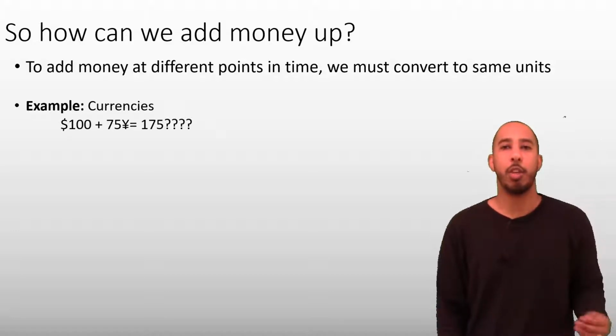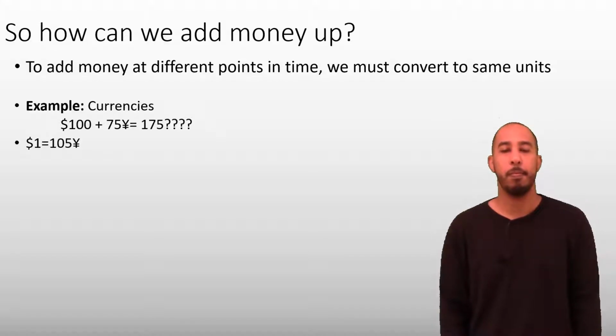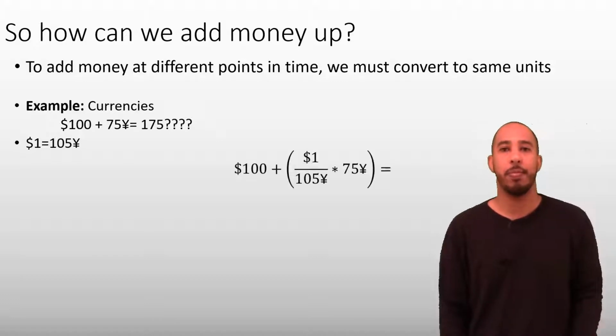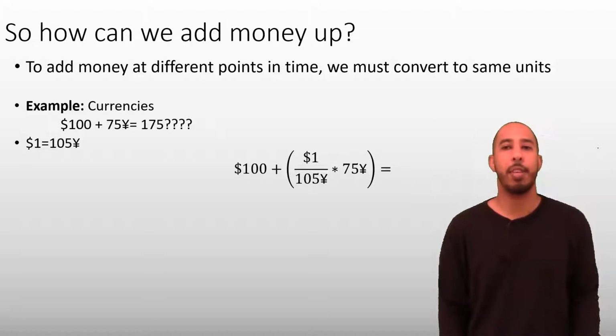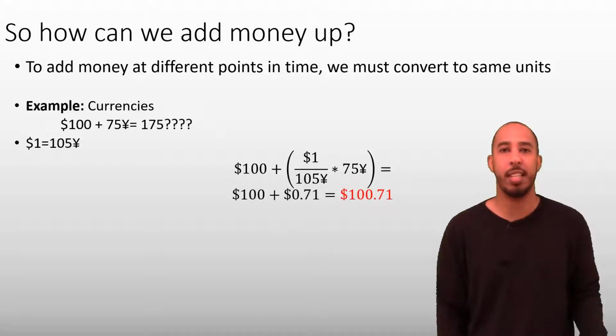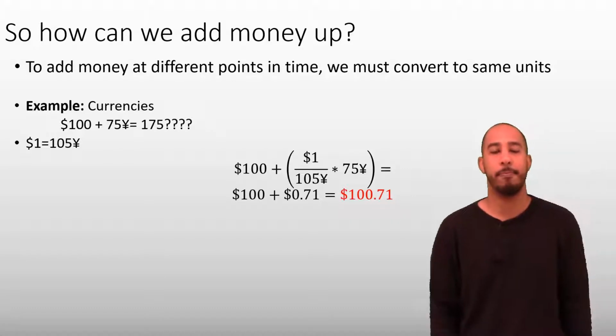To be able to add your dollars and yen together, you have to first do a conversion. You look up the exchange rates and find that $1 is equal to 105 Japanese yen. With that information, we can convert the yen into dollars. That's what we're doing here in parentheses. We find that our 75 yen are equal to 71 US cents. Once we have the yen converted to dollars, now everything is in the same units, US dollars. And now we can add them up and see we have $100.71.